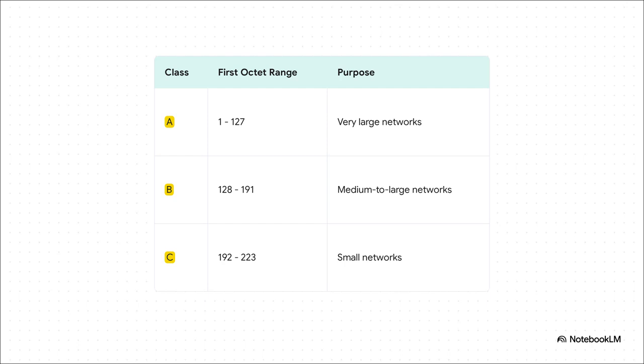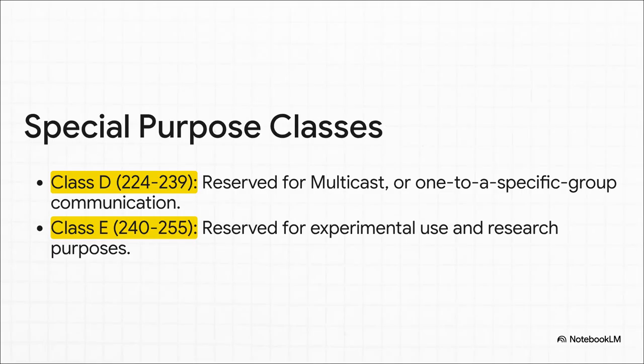If it starts with anything from 1 to 127, it's a Class A, built for a few gigantic networks. 128 to 191, that's Class B, perfect for a big university. And 192 to 223 is Class C, designed for small networks like a small business or, you guessed it, your home. So what about the other 2?